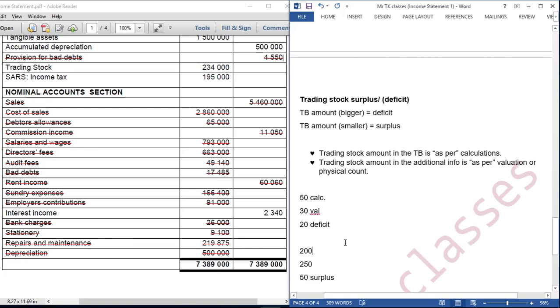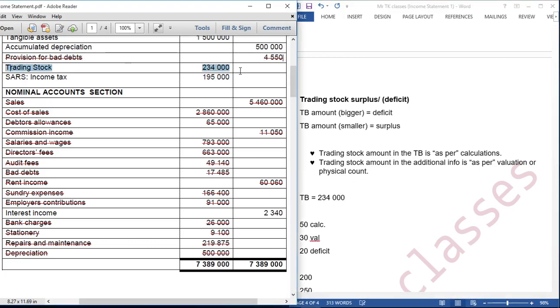All right. So now let us come back here to what we have there on the question. The trial balance amount, the one that is as per calculation, is 234,000.